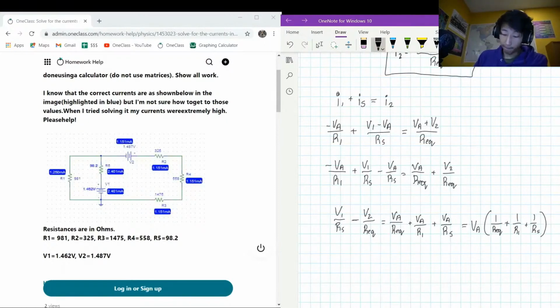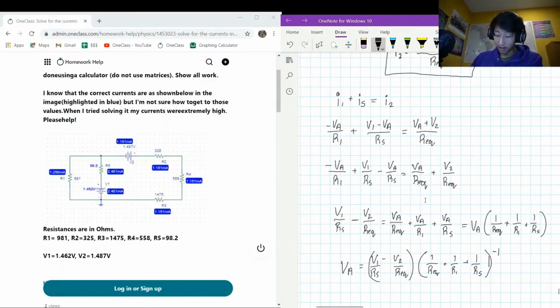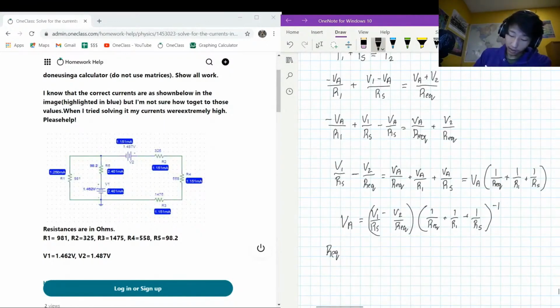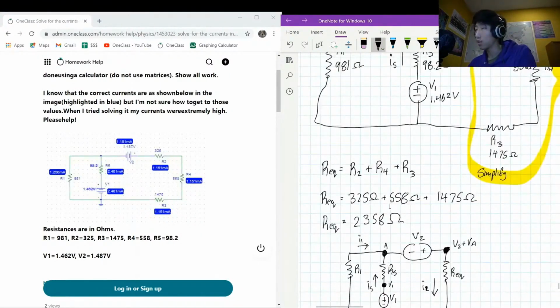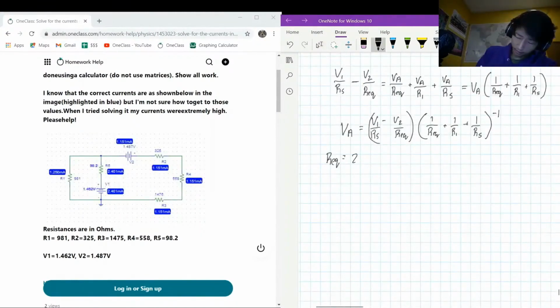So that'll be 1 over REQ plus 1 over R1 plus 1 over R5. Okay, so VA, if we isolate for that, we shall have V1 over R5 minus V2 over REQ, all multiplied by 1 over REQ plus 1 over R1 plus 1 over R5, all inverse. And now we can sub in all of our numbers. REQ is the only one that I don't have on the left side here. REQ, we calculated previously, and that is 2358 ohms.